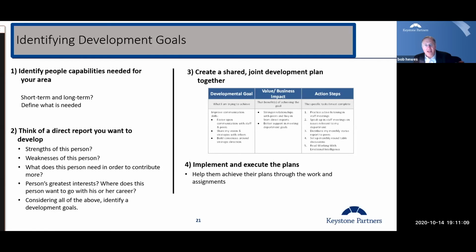And then create a, keyword, shared joint development plan. Come up with a plan based on those goals that they're talking with you about, so that it really is a shared plan. This cannot be top down. It also can't be bottom up. It has to be kind of met in the middle. I mean, you still are the boss. You need to set what people are doing, but you've got to give them a lot of freedom with it.